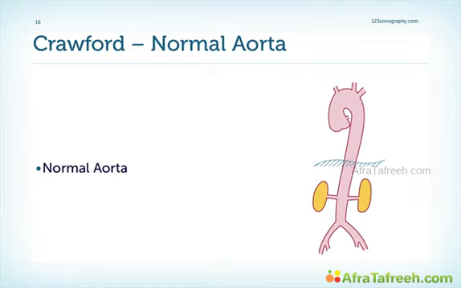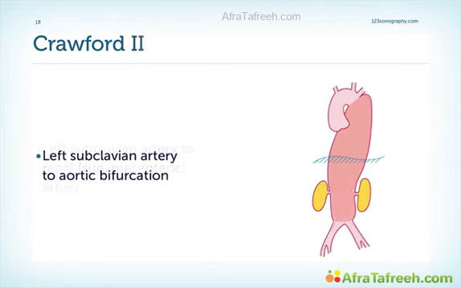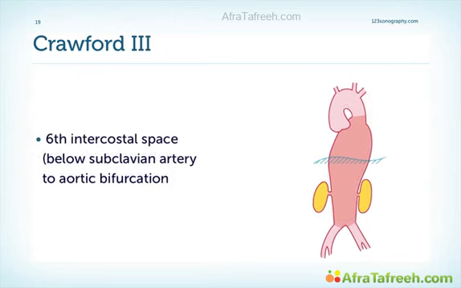for the descending aorta. Here is a normal aorta. Type 1 would be an aneurysm from the left subclavian artery to the renal artery or the superior mesenteric artery. Crawford type 2 would then be from the left subclavian artery all the way down to the aortic bifurcation. Crawford type 3 would be from the 6th intercostal space, so below the subclavian artery, to the aortic bifurcation, so further down.